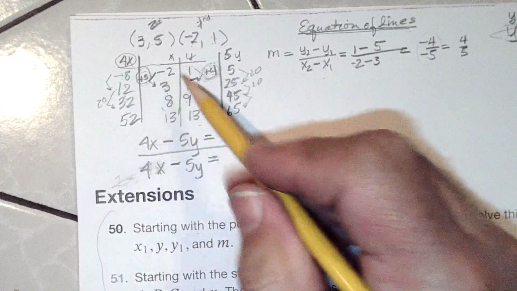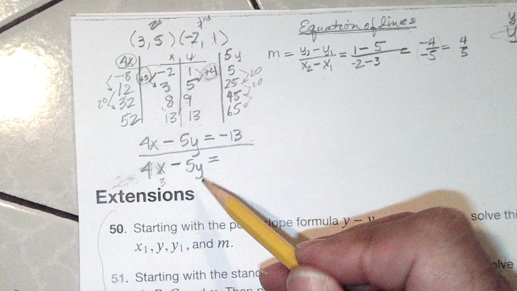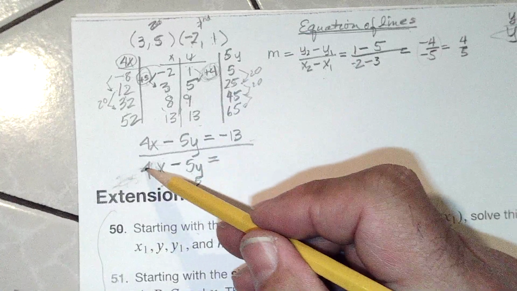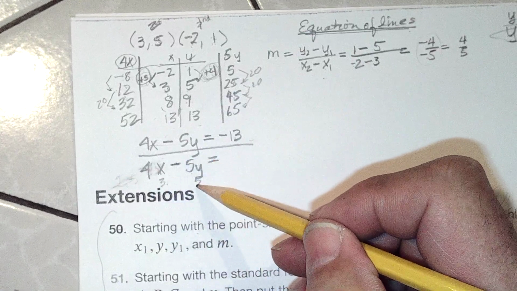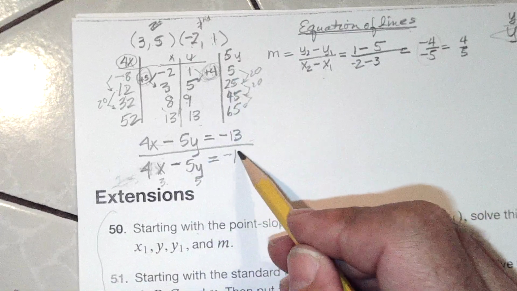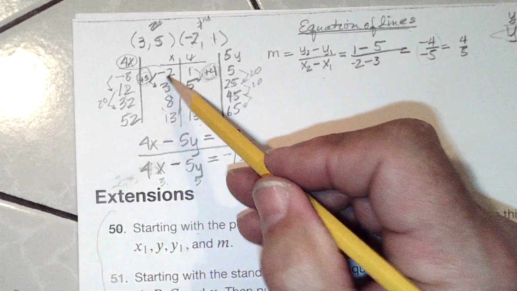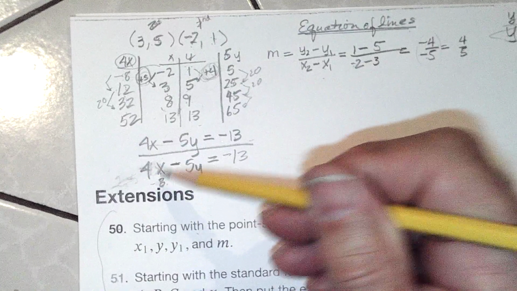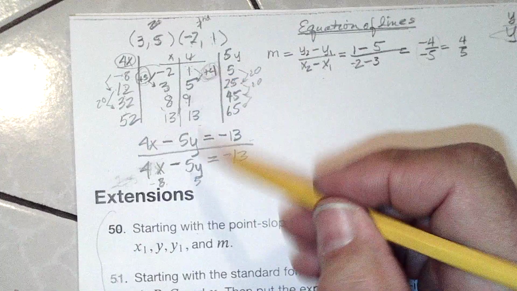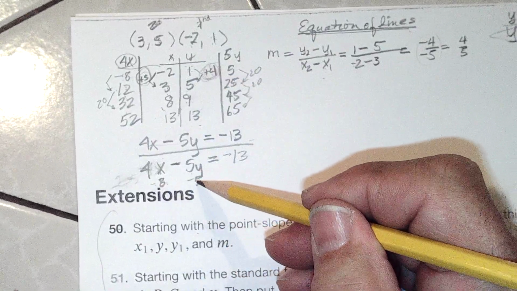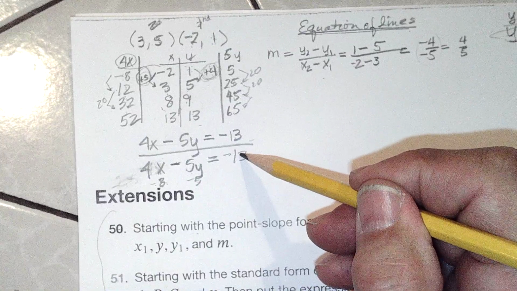and I plug in any point, like 3 here and 5 here, and I get 12 minus 25. 12 minus 25 is -13. Or I could have put in -2 times 4, -8, and 1 times -5 is -5, and -8 minus 5, -13.